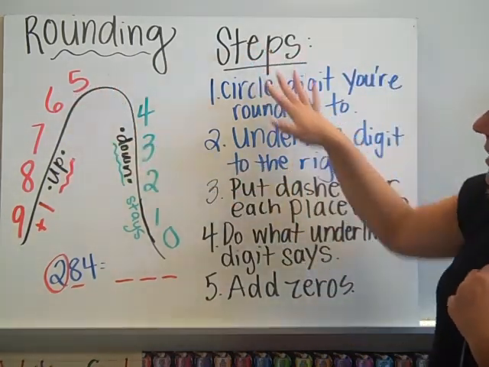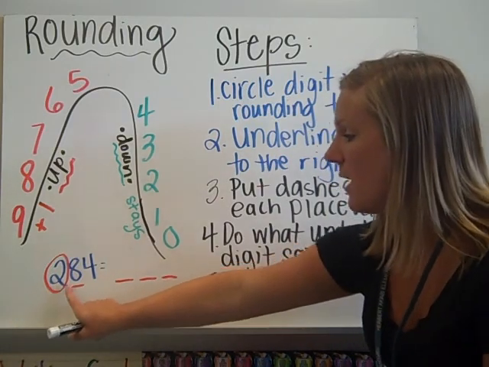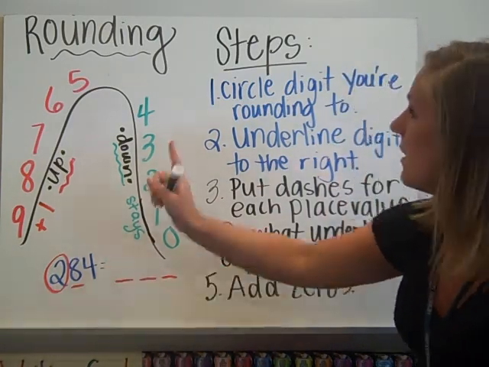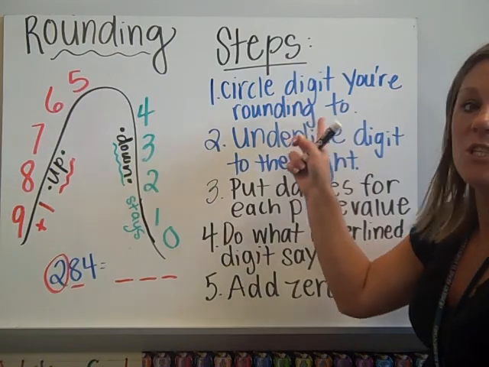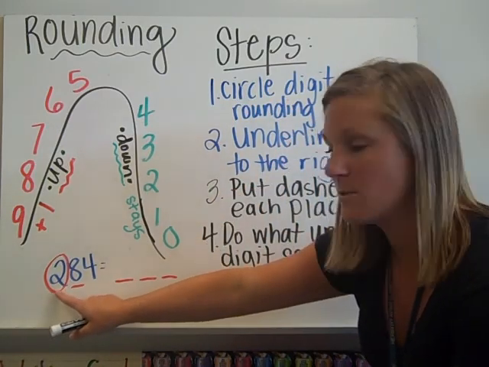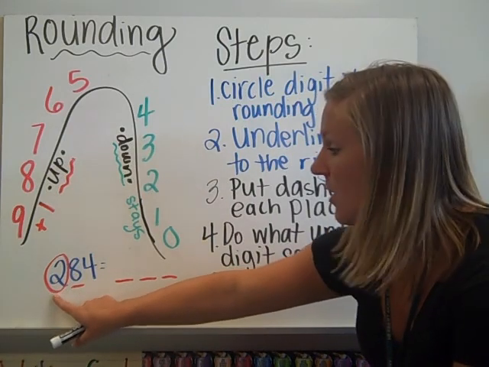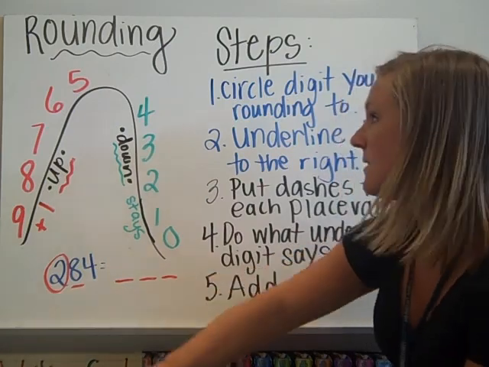Okay, so here are the steps we're going to use when we're rounding. And here's our example, 284. First, you want to circle the digit you're rounding to. So in this example, we're going to round to the hundreds place. Remember your ones, tens, and hundreds. So I've circled our hundreds place.